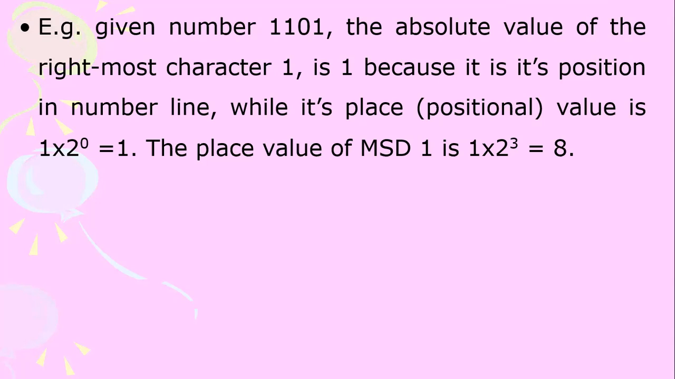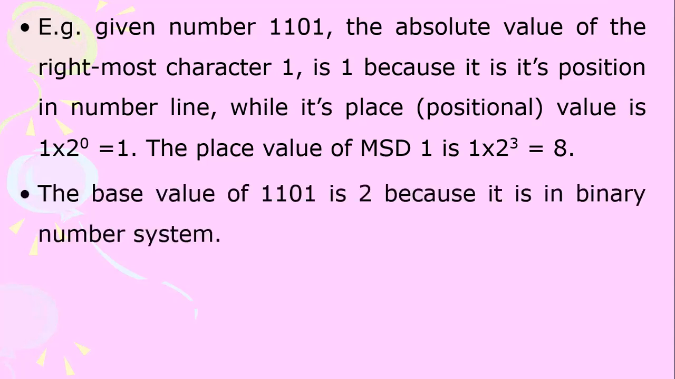Therefore, the place value of our most significant digit 1 is 1 times 2 to the power 3. 2 to the power 3 means 2 multiplied by 2 multiplied by 2, that is 2 multiplied by itself 3 times. 2 times 1 is 2. 2 times 2 is 4. 2 times 2 times 2 is equal to 4 times 2, which is equal to 8. 1 times 8 gives 8.